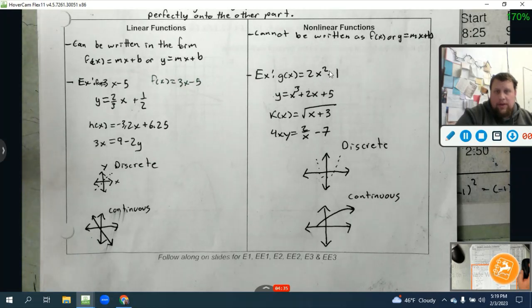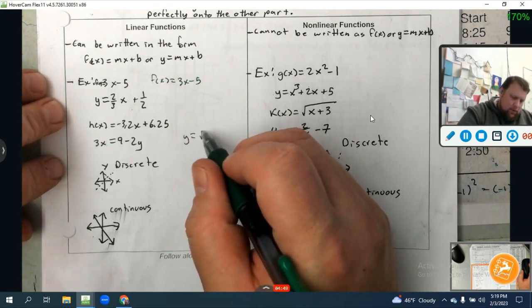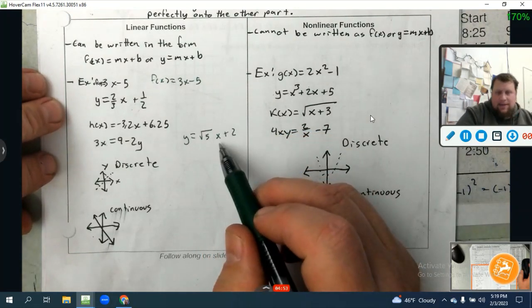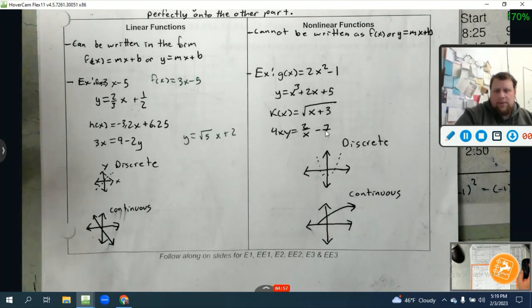2x squared, anything with x squared in it. Anything with x cubed in it. Now, the square root is not what makes this function not work. It's the fact that x is under the square root sign. x is under the radical. I could have y equals the square root of 5 times x plus 2. So that x isn't under the radical, just the 5 is. So that would be fine. So just a distinction there.